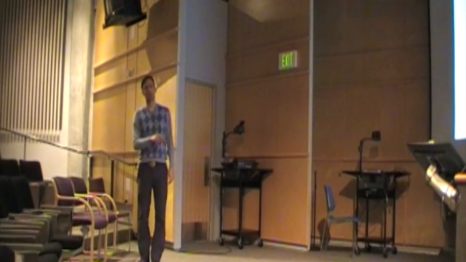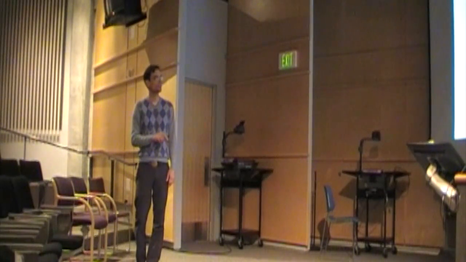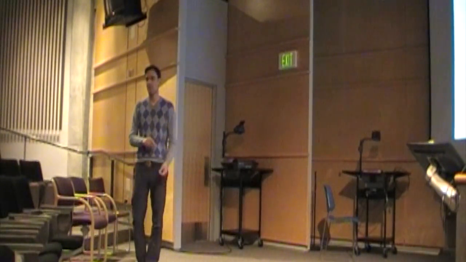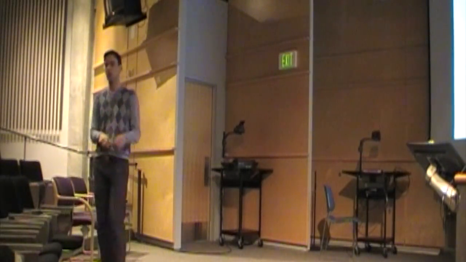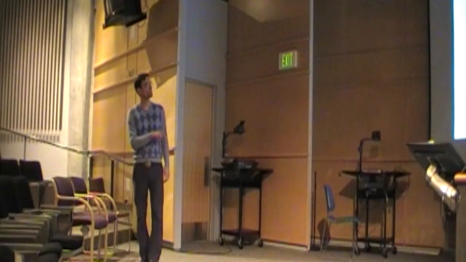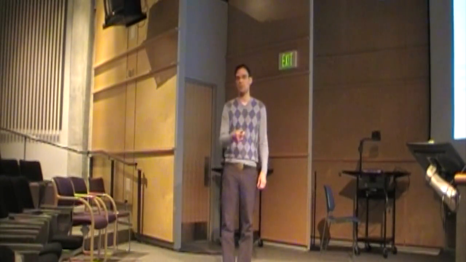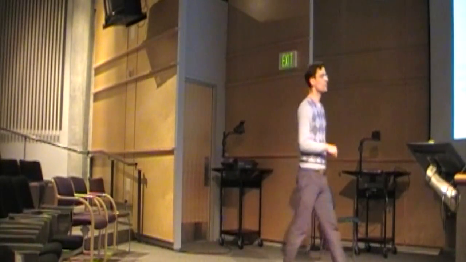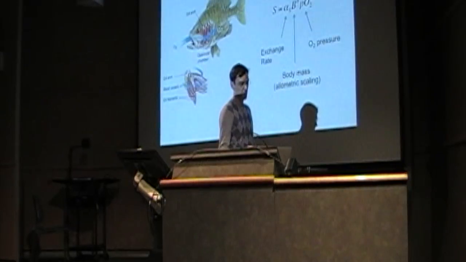So body mass to some power delta, because we're unsure exactly how that scaling should look. And then it's ultimately driven by basically the partial pressure of oxygen in the fluid, assuming the partial pressure of oxygen in the blood is relatively small. This is the driving force for that exchange, pushing oxygen across the fluid-organism barrier.